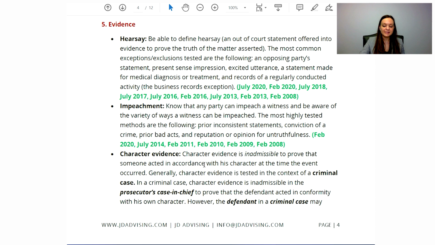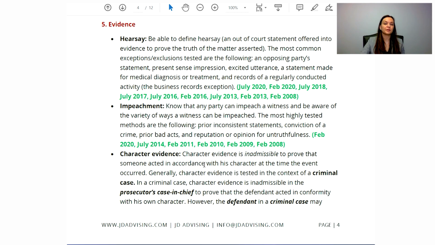When they test impeachment, they like to test whether or not impeachment's happening correctly. So be aware of the variety of ways that someone can be impeached. They like to test the following categories, though: impeachment by prior inconsistent statements, impeachment by conviction of a crime, prior bad acts, and then reputation or opinion for untruthfulness. It's also common for them to ask a follow-up question about whether or not extrinsic evidence is admissible to assist in this impeachment mechanism.